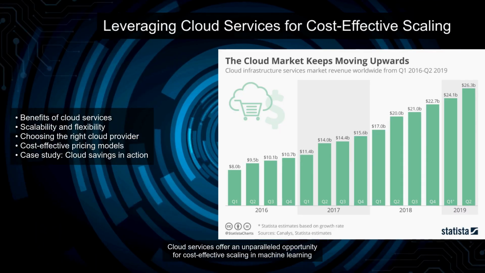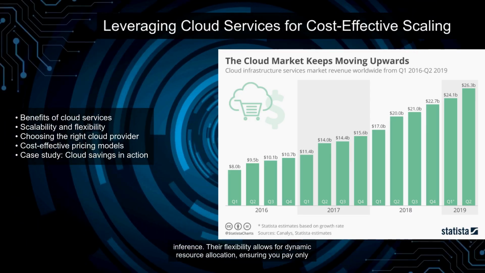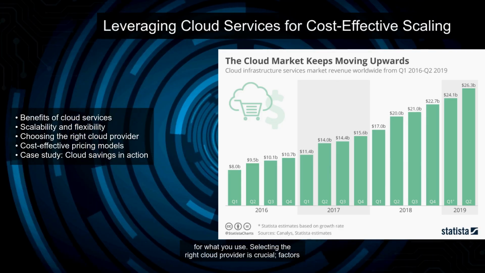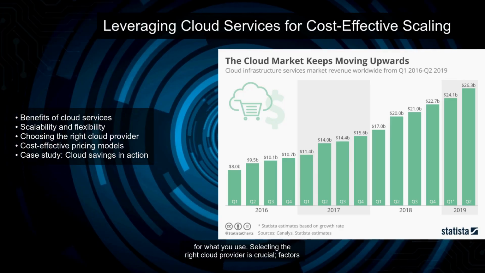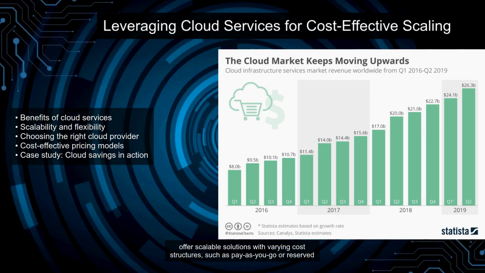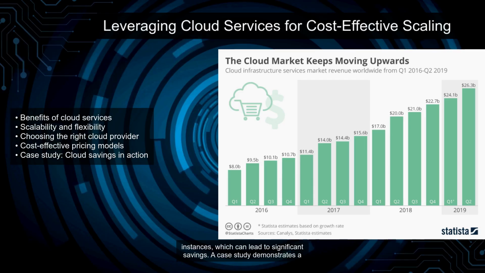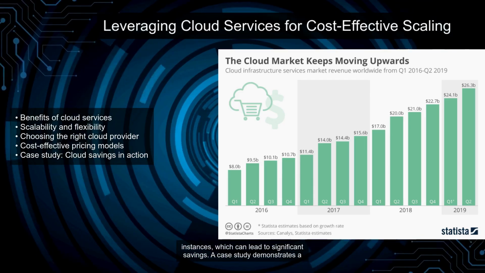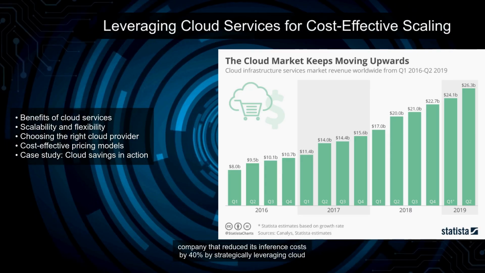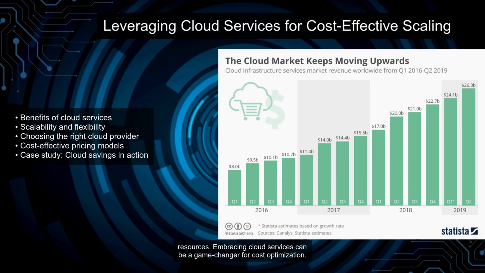Cloud services offer an unparalleled opportunity for cost-effective scaling in machine learning inference. Their flexibility allows for dynamic resource allocation, ensuring you pay only for what you use. Selecting the right cloud provider is crucial. Factors to consider include pricing models, availability zones, and service offerings. Many providers offer scalable solutions with varying cost structures, such as pay-as-you-go or reserved instances, which can lead to significant savings. A case study demonstrates a company that reduced its inference costs by 40% by strategically leveraging cloud resources. Embracing cloud services can be a game changer for cost optimization.